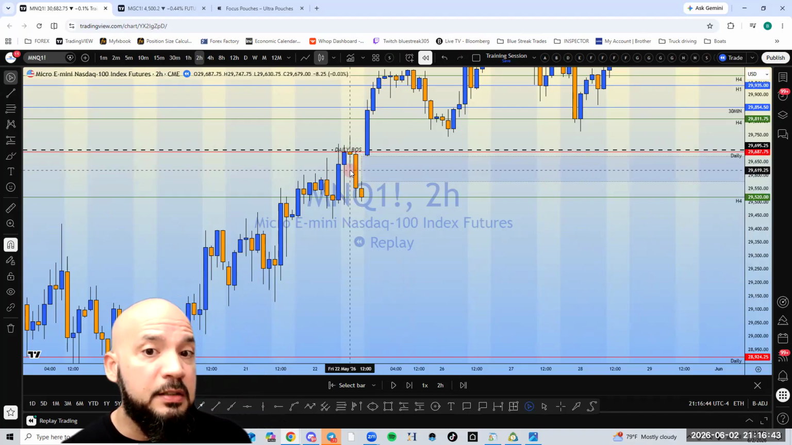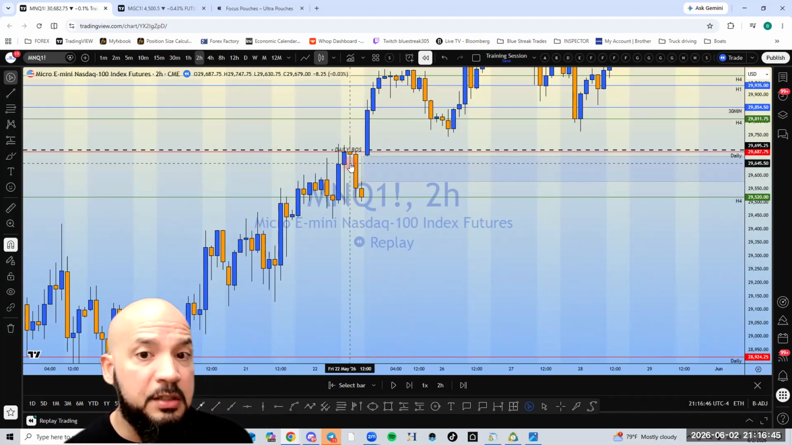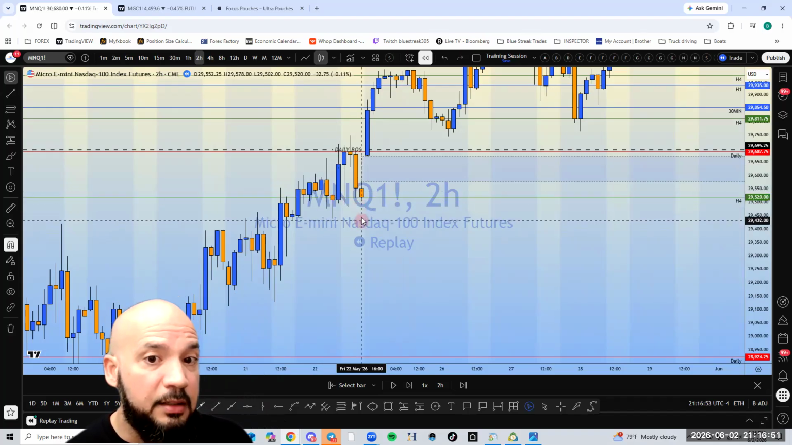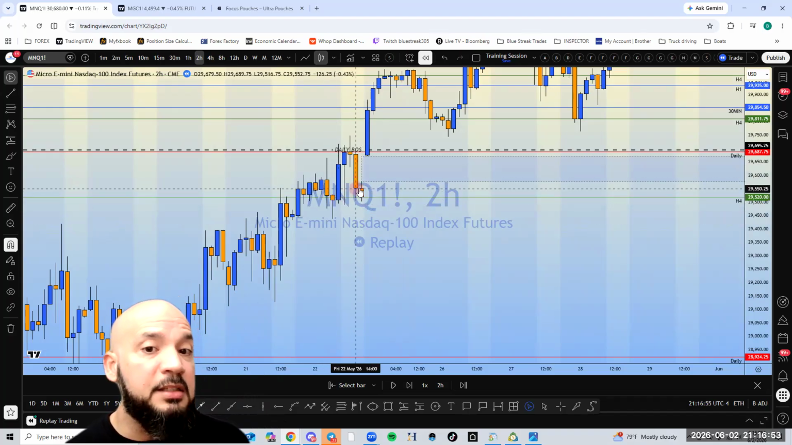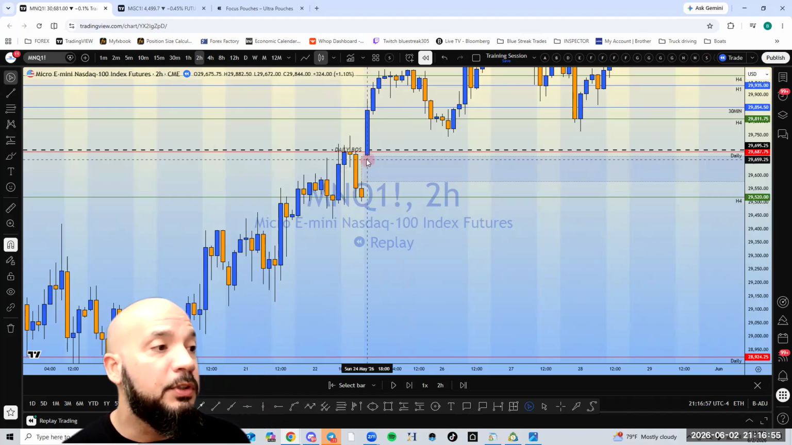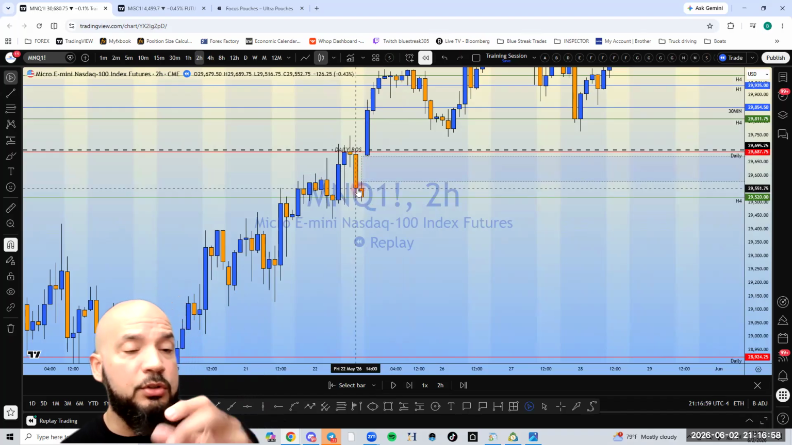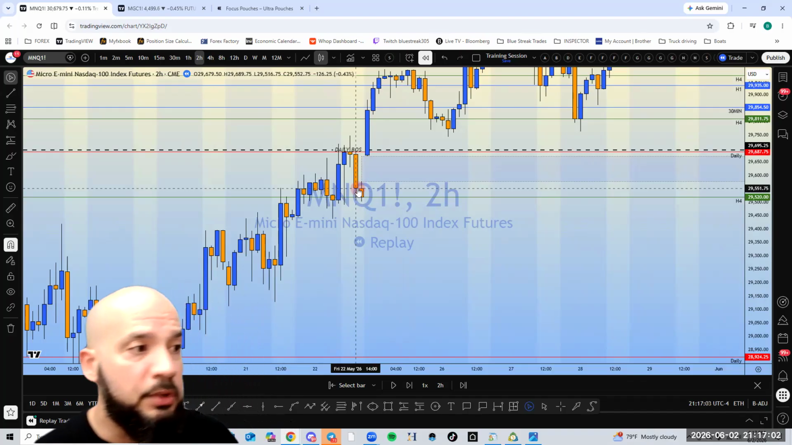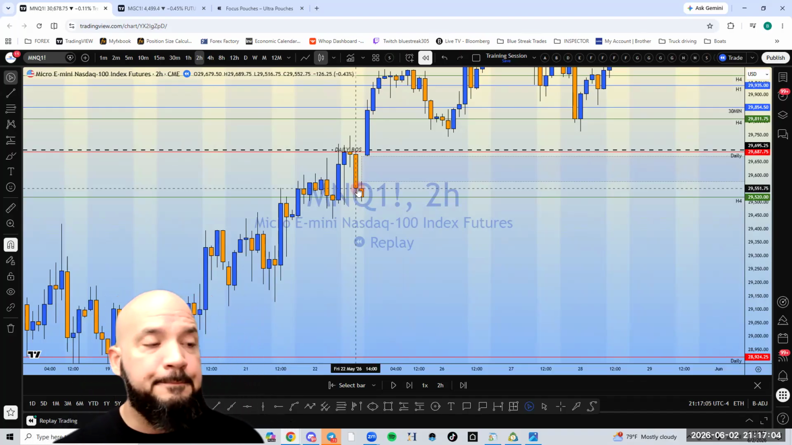But market structure, to answer your question, Kevin, because the market never closed below and broke structure to the downside, there's a high probability that it still wants to go up. You have to wait for the market to show you and confirm to you what it wants to do. Once you get that confirmation, now it's probably a good time to put the Fibonacci. Let's say, okay, I think it's going long.